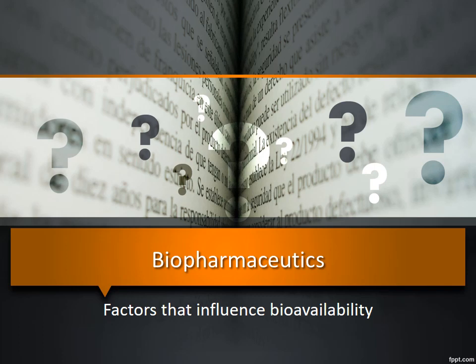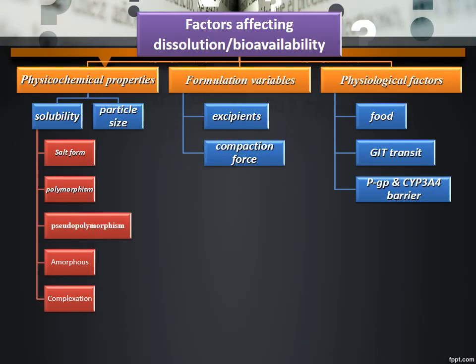So let's continue about the factors that influence bioavailability. After we have covered the physical-chemical properties and their influence on dissolution and bioavailability, let's go into the formulation factor. It is related to the excipient and also the compaction force during the manufacturing process.